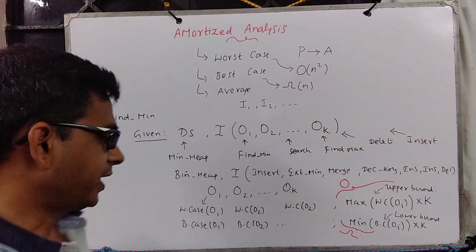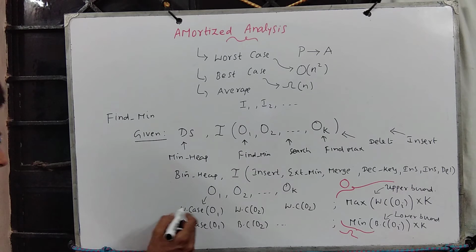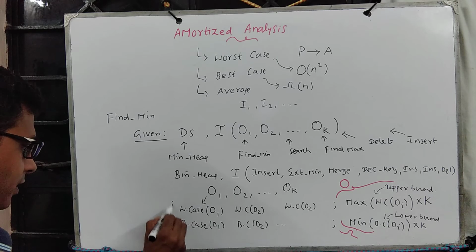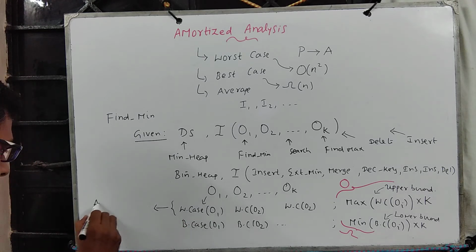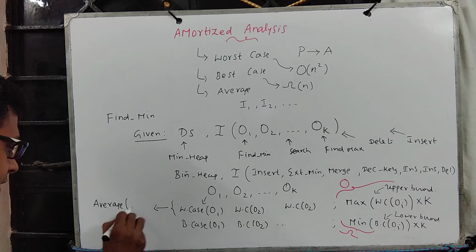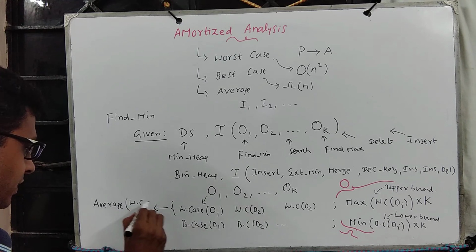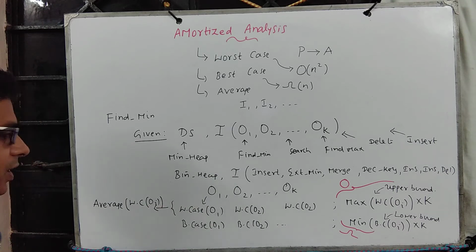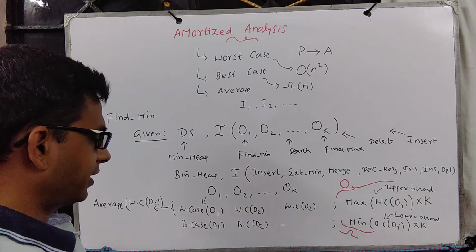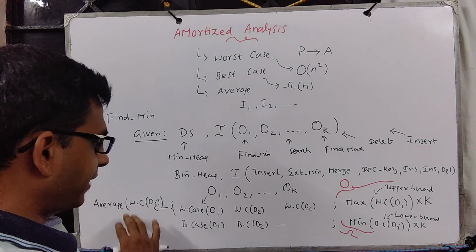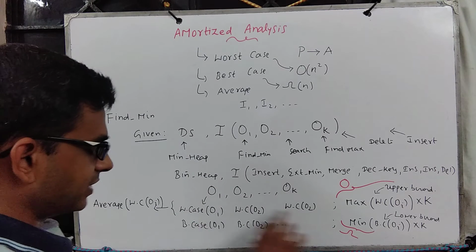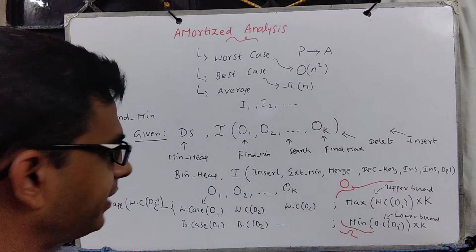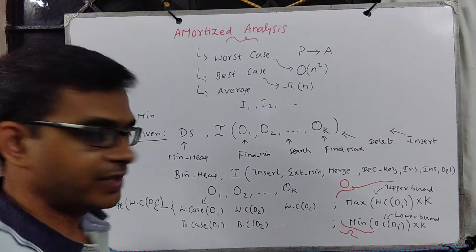Correct? But one can also do this. So you may take each of this and take the average of the worst case cost of each of this. That also we can do. That will tell you on an averaging argument in the worst case sense. So on an average, each operation takes so much time, but it is an average.